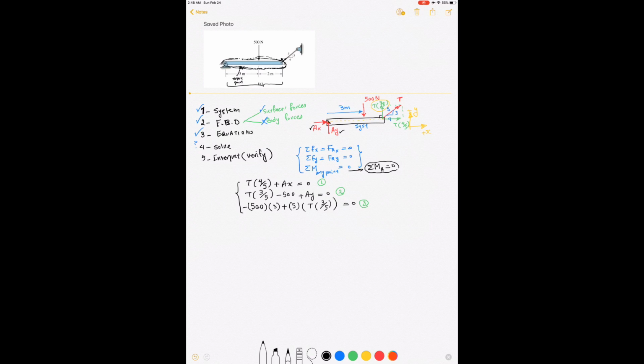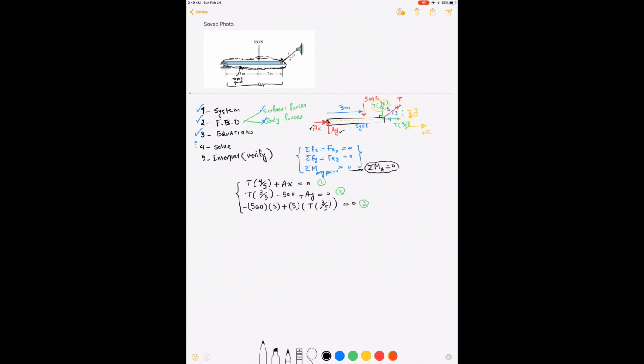Well, it turns out that I cannot solve equation number 1, because it's one equation and two unknowns. So I cannot start the solving procedure with equation number 1. Now if you go to equation number 2, again I have AY and T, so I can't solve it. One equation, two unknowns. But look at equation 3. I only have one unknown, and that's the tension in the cable. So let's use equation 3 and solve for T, and then I can find the reactions AX and AY, and that's the end of the problem, right?